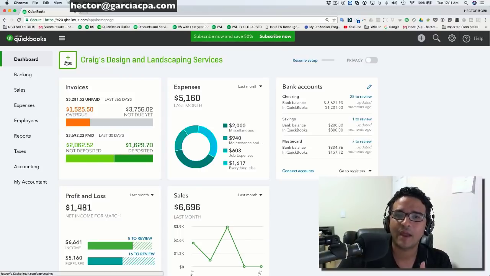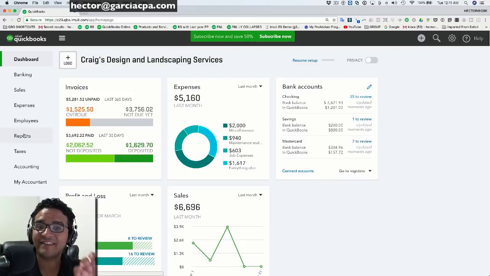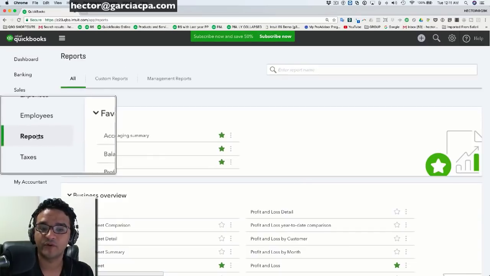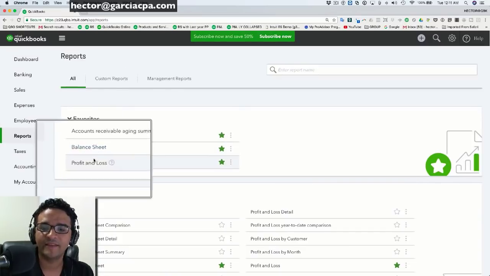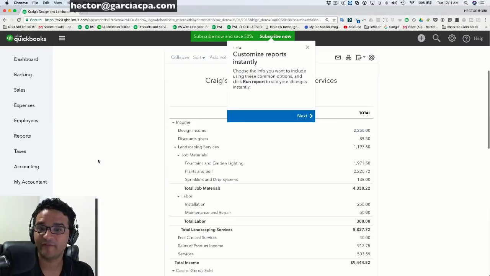The best way to describe the chart of accounts is a list of financial categories into which all your transactions will be categorized in order to eventually produce a financial report. There are two basic financial reports that are affected by your chart of accounts. One of them is your profit and loss report. So if you click on reports and then profit and loss, that would be the first one.